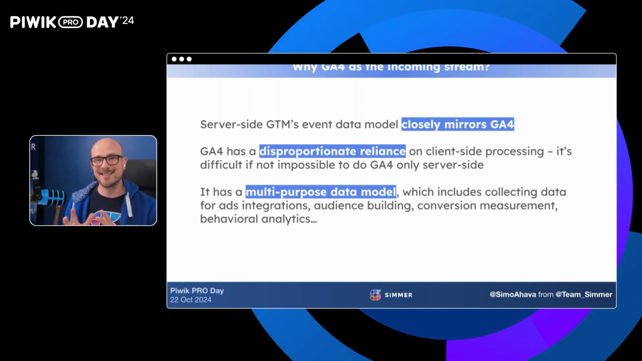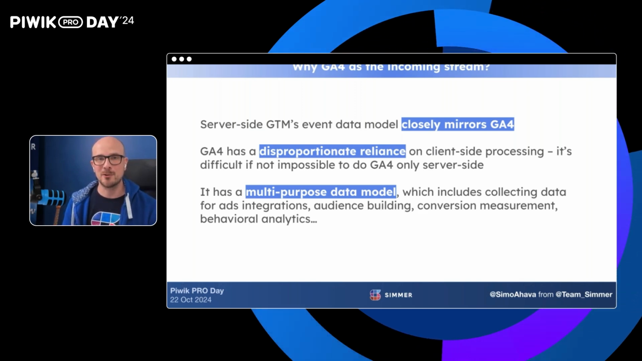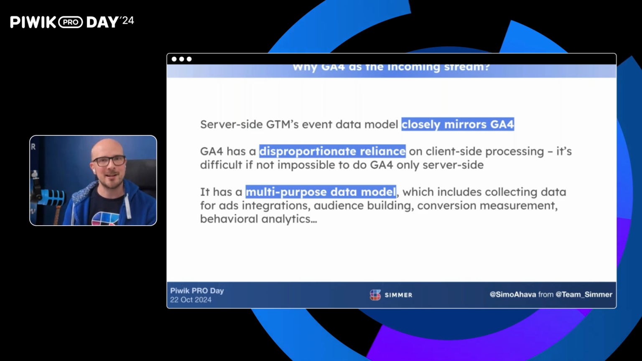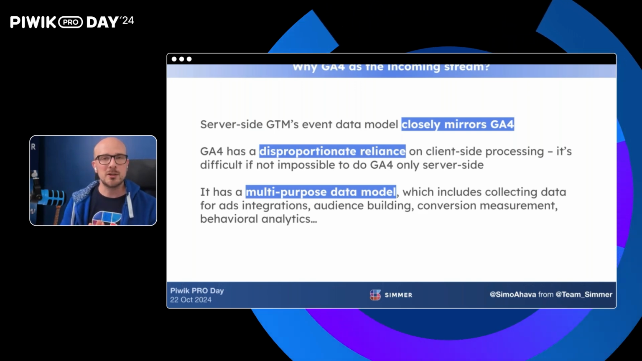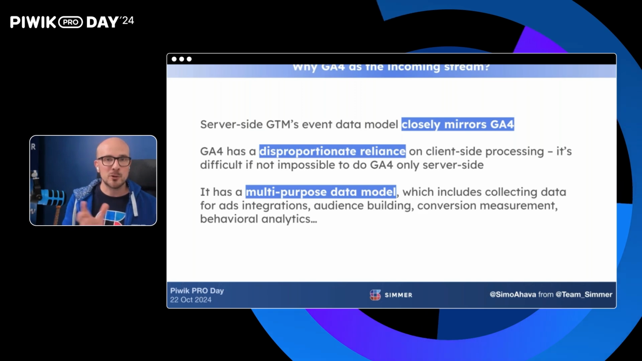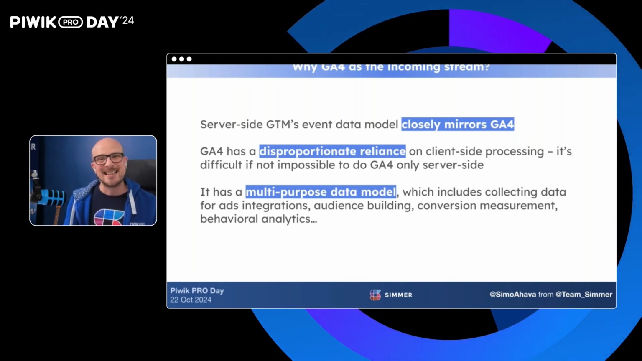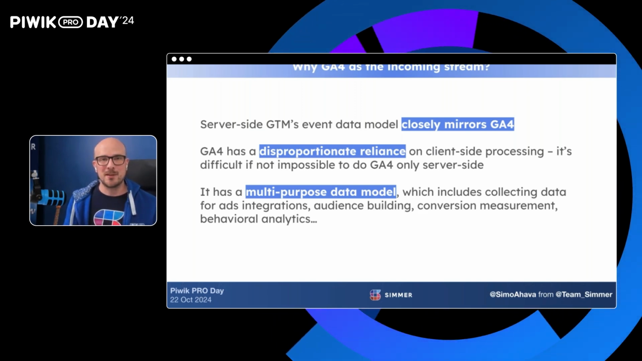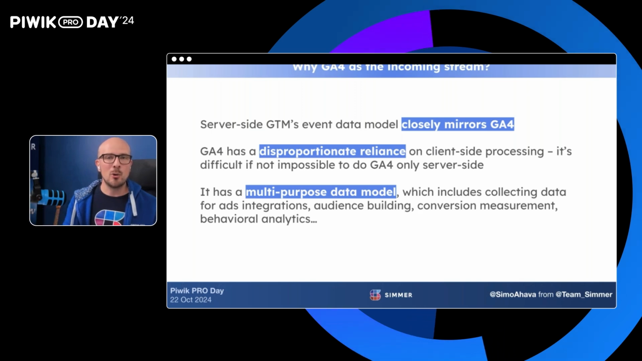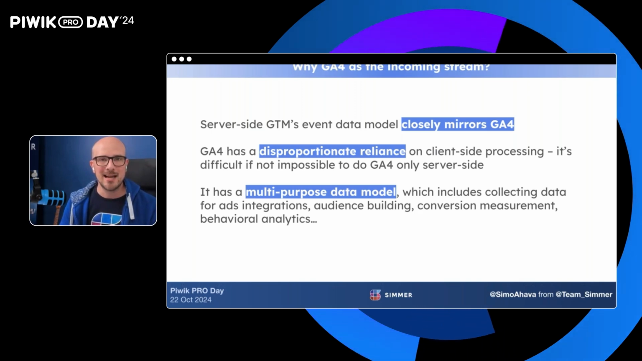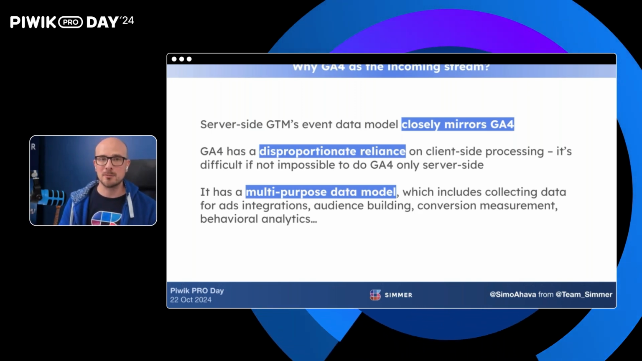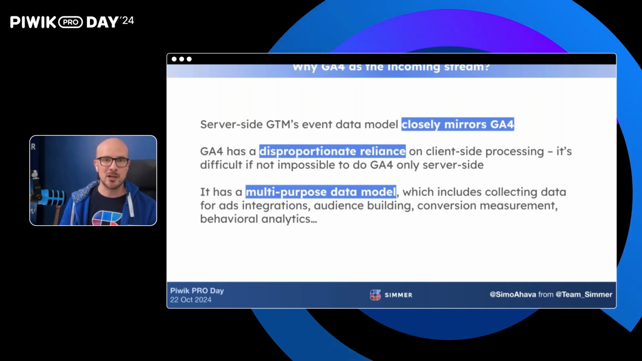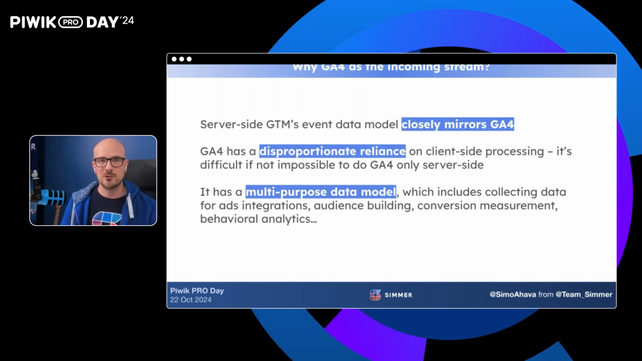GA4 also has this disproportionate reliance on client-side processing. So much stuff happens client-side. So for example, if you wanted to use Piwik PRO as the client-side tracker, and then server-side copy those Piwik PRO hits to GA4, that's going to be difficult to do because GA4 relies on its own Google tag running in the browser. And it's very difficult, if not impossible, to do a full server-to-server setup for GA4 if you're not using GA4 as the client-side stream.